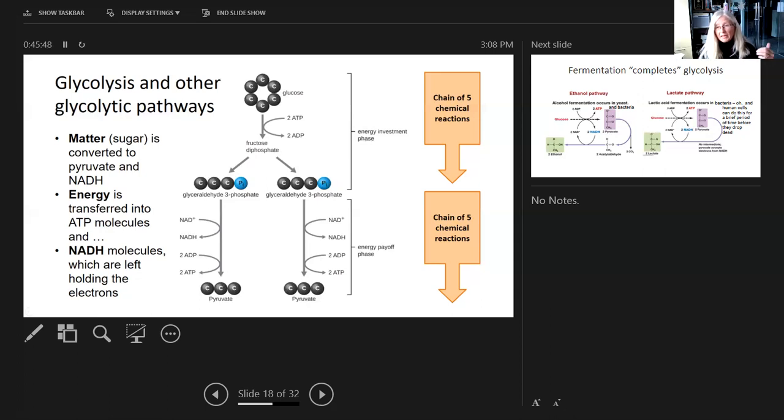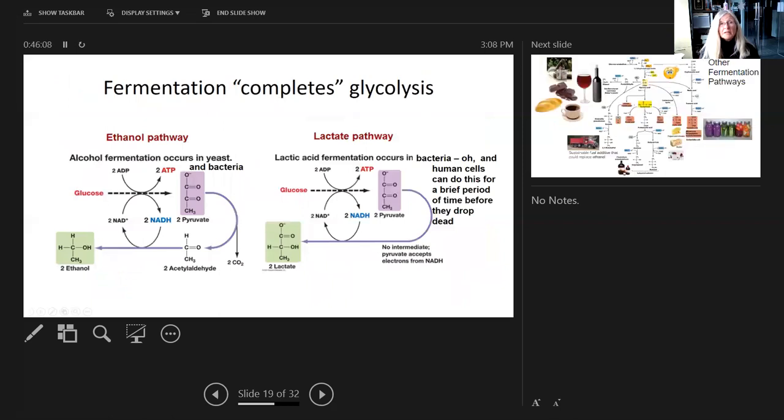So if you are a yeast, or if you are many types of bacteria, or if you are certain types of human cells for a really brief period of time, you can actually complete this pathway. The cell can complete this pathway, and we call that fermentation. So what we do in fermentation is the energy that is being held with NADH is transferred back to an organic receptor. And this is the electron acceptor in this case.